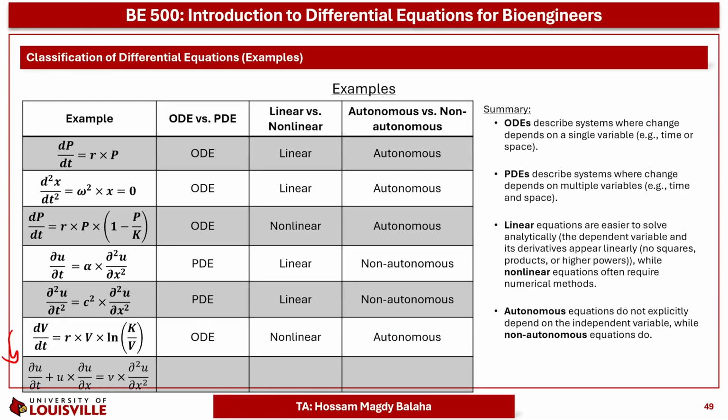The last one, we have two variables, x and t, so in this case, it will be partial. Linear or nonlinear depends on whether there are any powers or multiplication by a factor, or any functions such as natural logarithm or sine and cosine. If you check this one, you will find that u is multiplied by du by dx, so there is a product here, so it will be nonlinear. And in this partial differential equation, it depends on the variable t explicitly, so it will be non-autonomous. So this will be the solution of the different examples.